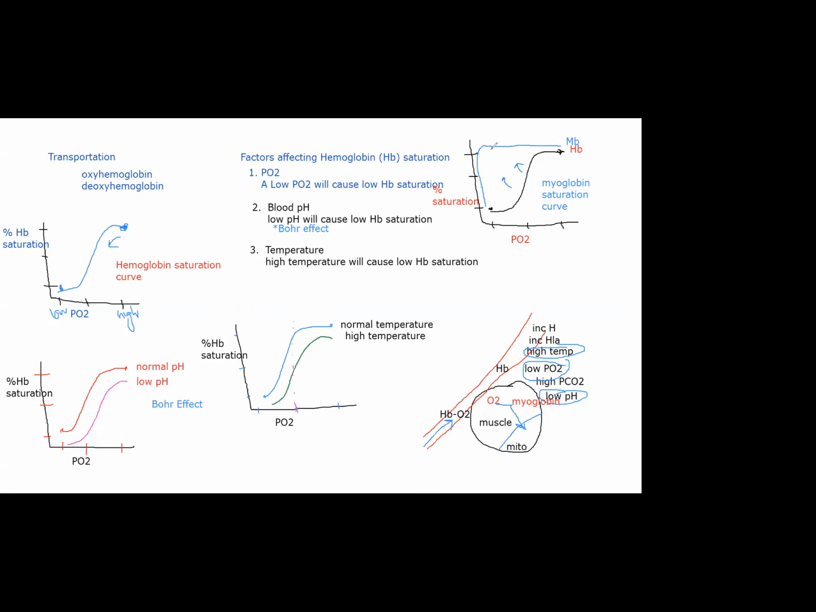So this curve says that myoglobin's saturation level, or its affinity for oxygen, stays high, even in conditions of low PO2. So while hemoglobin is releasing its oxygen, myoglobin is picking it up. That's important because it allows the myoglobin to deliver the oxygen to the mitochondria. Okay, questions on that?